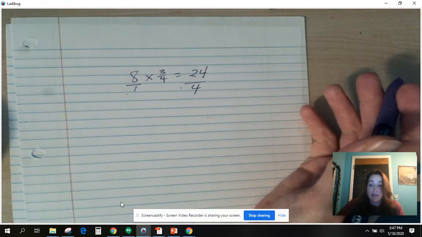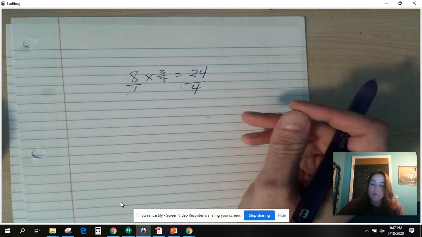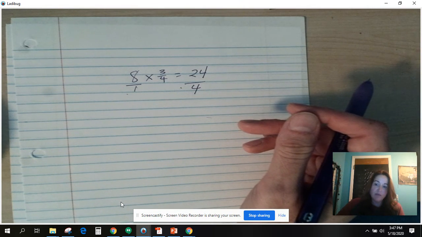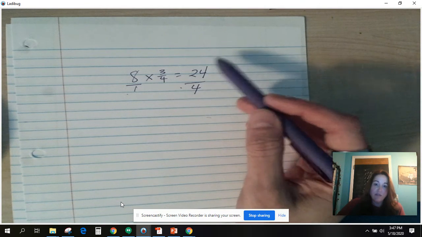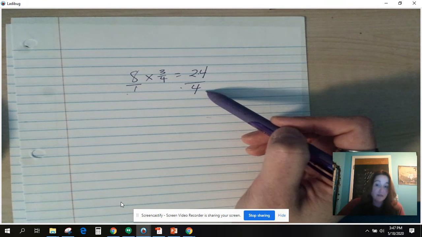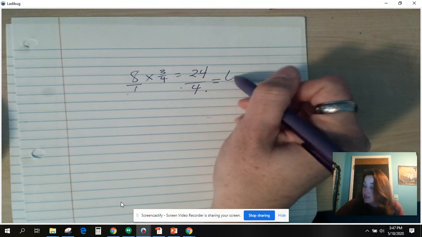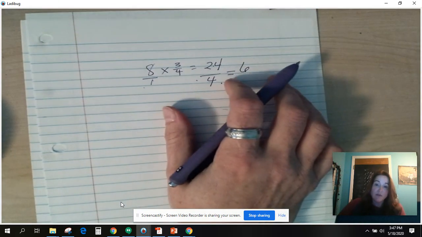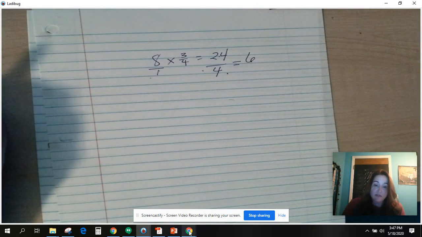Now, can that be used as an answer? Absolutely, 24 fourths. But it said how many full water bottles would be filled up. So we need to simplify this to figure out how many water bottles that is. We've talked several times that fractions are just division. So if we take 24, our numerator, and divide it by 4, our denominator, 4 will go into 24 6 times. So how many full water bottles are they going to fill up? They're going to fill up 6. So then let's look at our next problem.